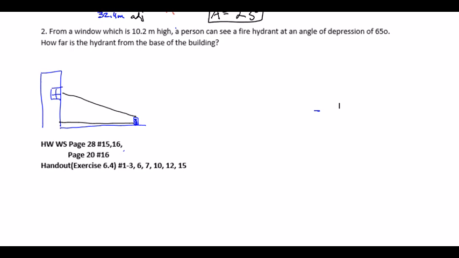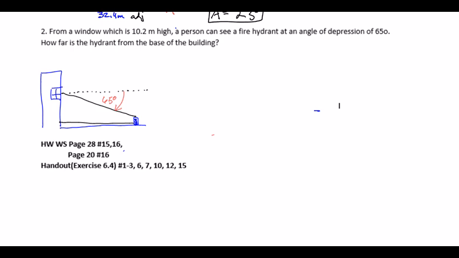Now it says I can see the fire hydrant at an angle of 65 degrees, and it's an angle of depression. So anytime you hear angle of elevation or depression, what you need to do is draw a horizontal line directly out from your vantage point. Then you draw an arrow showing that the line goes down, and then this is 65 degrees.